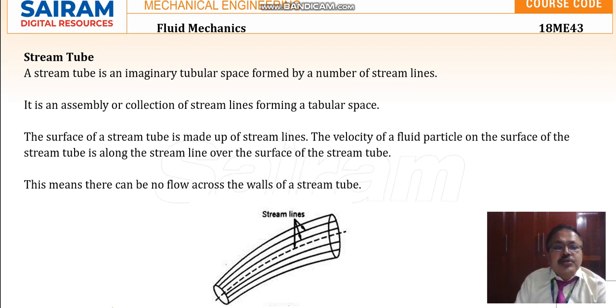Stream tube. It is an imaginary tube formed by a number of streamlines. These are the streamlines, and they form the imaginary tube. It is the assembly or collection of streamlines forming the tubular space. So the surface of the stream tube is made of streamlines, and the velocity of the fluid particle on the surface of this tube is along the streamline over the surface of the stream tube. Thank you, friends.